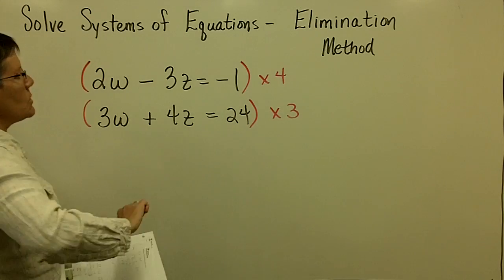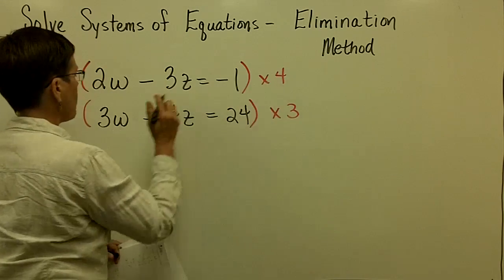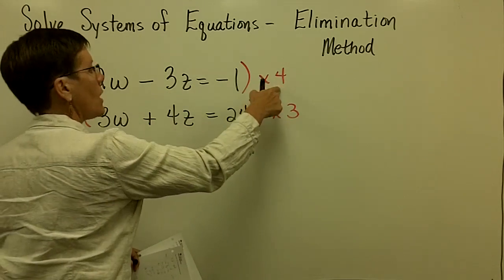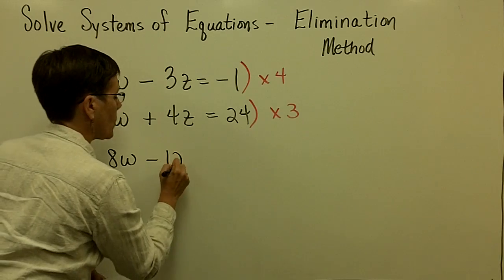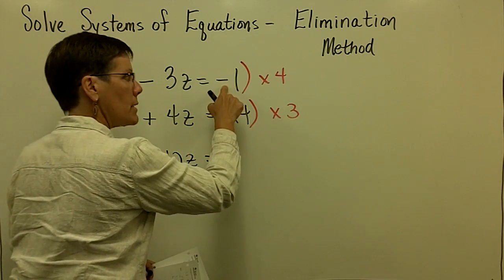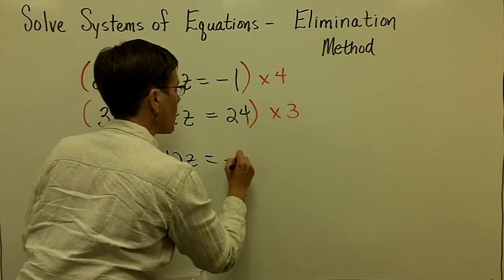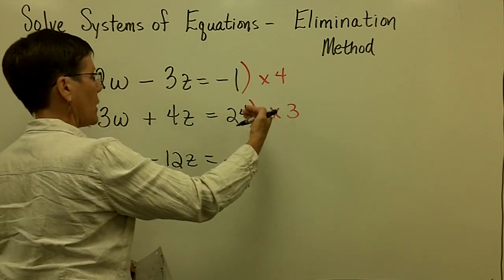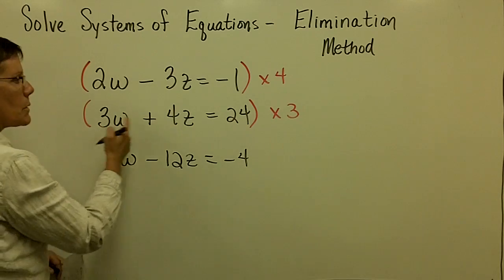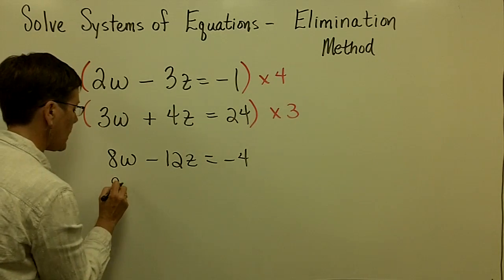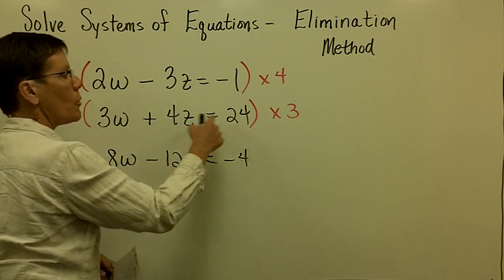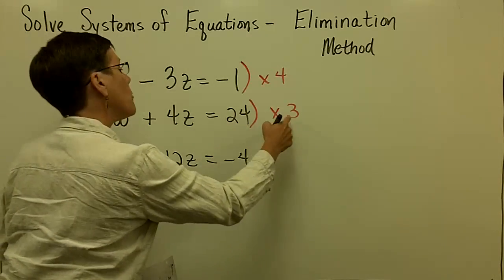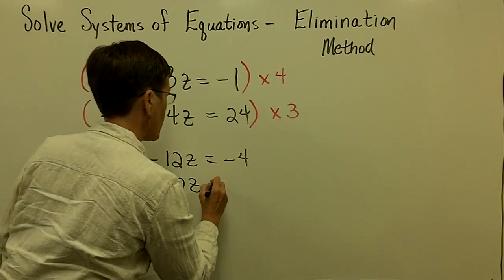So in doing that, this 2 times that 4 would give me an 8w, and this minus 3 times 4 would give me a minus 12z, and this minus 1 has to be multiplied by 4 to give me that minus 4. Let's multiply this whole equation now by 3. So this 3 times 3 is 9w, and 4 times 3 is 12z, and 24 times 3 is 72.